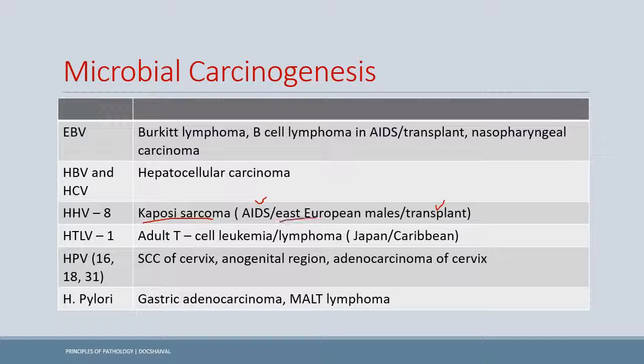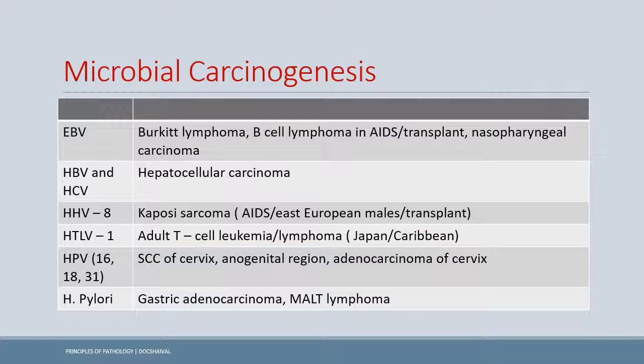Finally, Kaposi sarcoma is also common amongst East European males, and it's a simple procedure to just remove the Kaposi sarcoma, and that is the treatment. The next one we have is HTLV-1, human T cell leukemia virus 1. That causes adult T cell leukemia or lymphoma, and that is seen in Japan and amongst the Caribbean population, and even in some parts of South America and some African populations also.